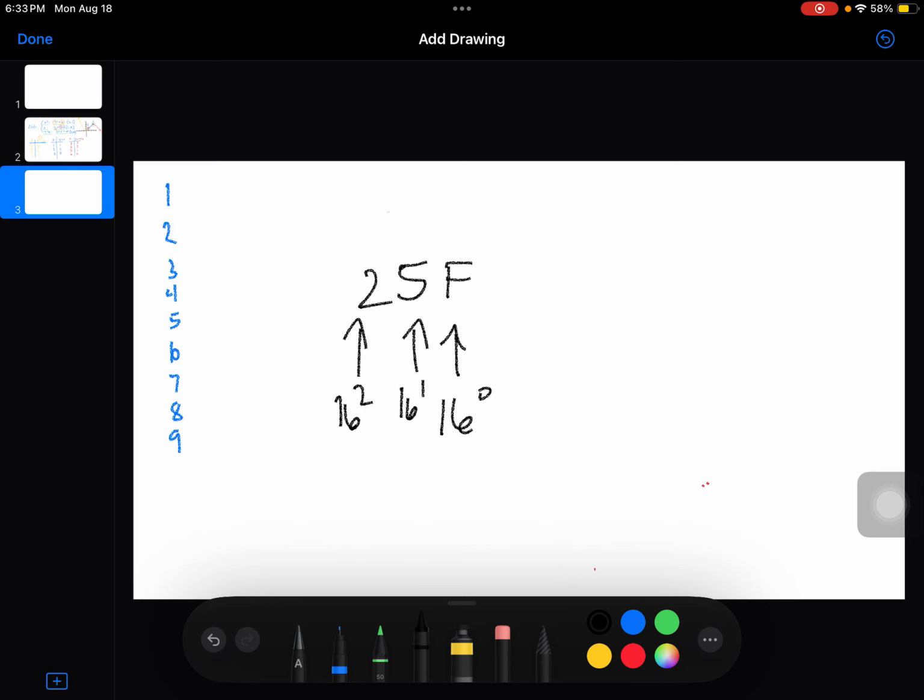And so we have 25F. We're going to do 16 squared, which is 256. 256 times 2 is going to give us 512. And then we've got 16 to the first power. 16, we're going to multiply that by 5, and we're going to get 80.